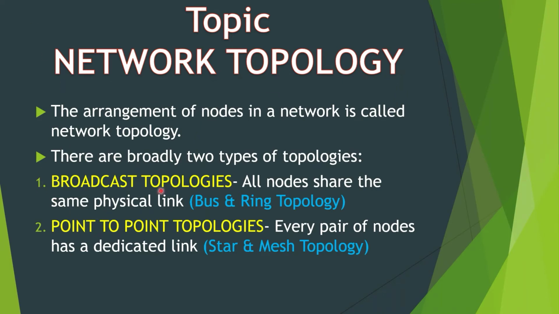Broadcast topologies share the same physical link, like in the bus and ring topology. Bus and ring topology are the examples of broadcast topology, as in these we share the same physical link among all the nodes. In point-to-point topologies, every pair of nodes has a dedicated link. That means every node will have a specific link. And the examples of point-to-point topologies are star and mesh topology.